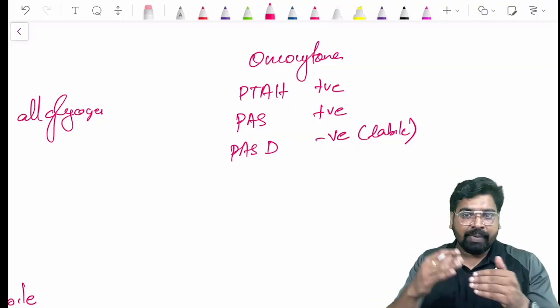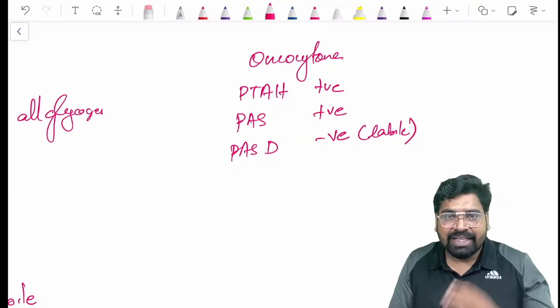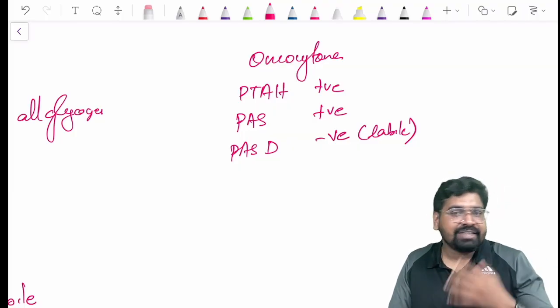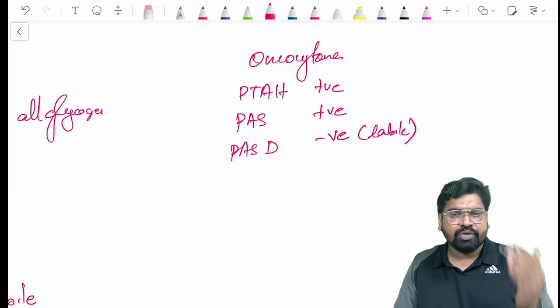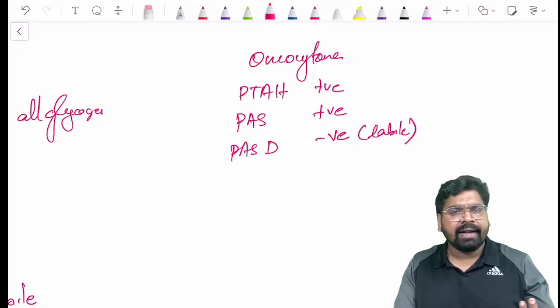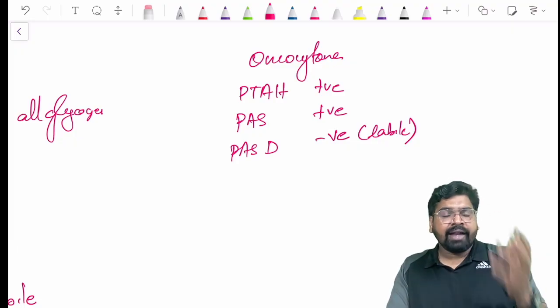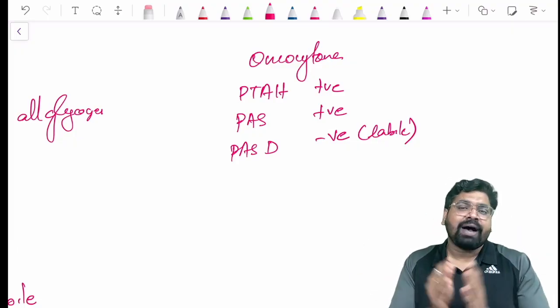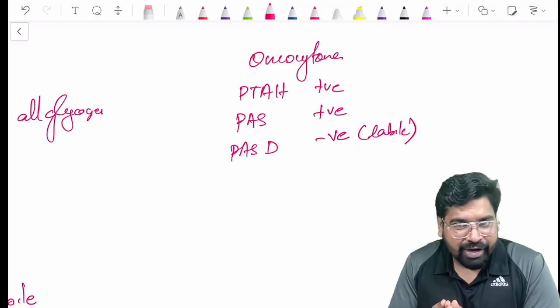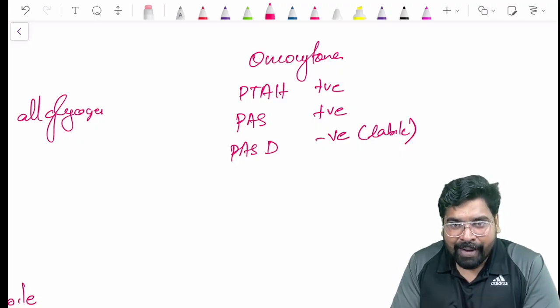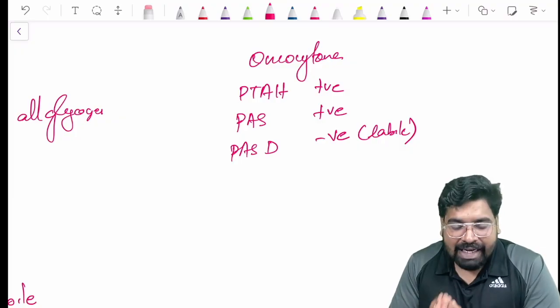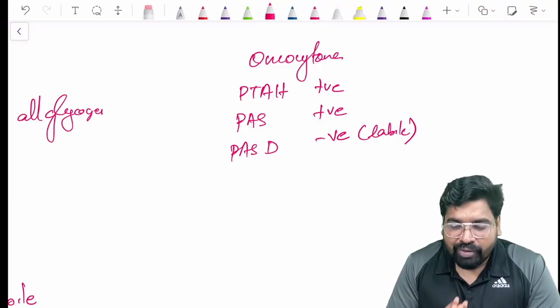They will put this in a puzzling way, but it is very simple. Oncocytoma contains granules, that is mitochondria, demonstrated by PTAH, and it is PAS positive. And it contains so much glycogen, so it is PAS diastase negative. Okay, got it. So this is about oncocytoma. The other term is oxyphilic adenoma.